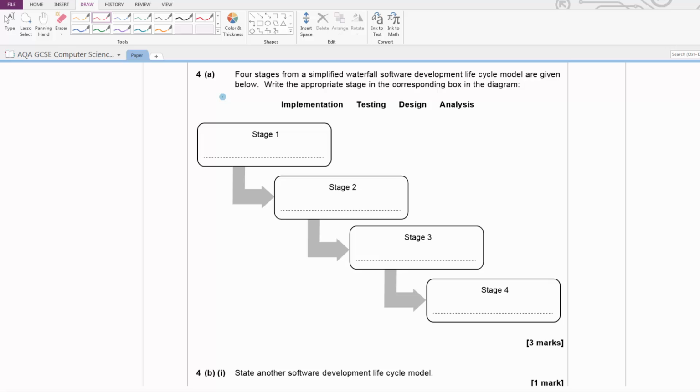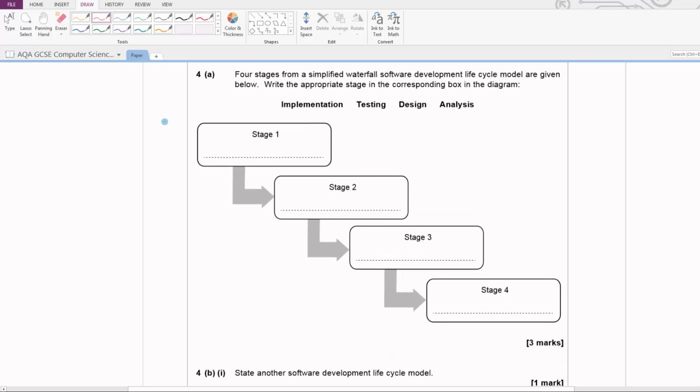Part A of question 4 begins with this nice diagram. It's the waterfall model of the software development lifecycle, and we have to write the appropriate stage in the corresponding box in the diagram. And the software development lifecycle is just, well, to be fair, it's literally what it says on the tin. It's just the stages that software has to go through before it becomes publicly available, whether that's going to be sold or perhaps even open source.